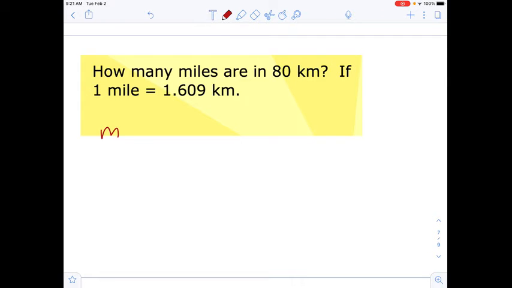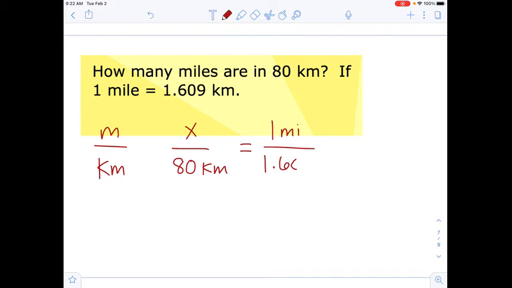We're going to do miles over kilometers. So it says how many miles are in 80 kilometers? So I'm going to do x over 80 kilometers equals, and then I know 1 mile, so I'm going to put that on the top, over 1.609 kilometers. Miles over kilometers equals miles over kilometers. Keeping it consistent.